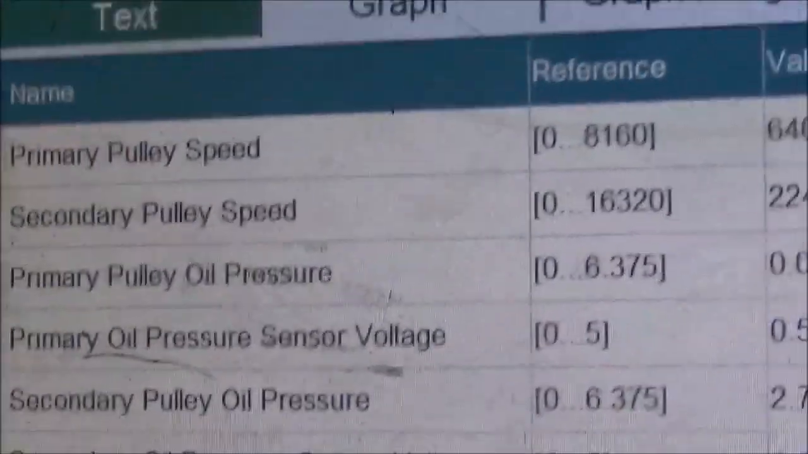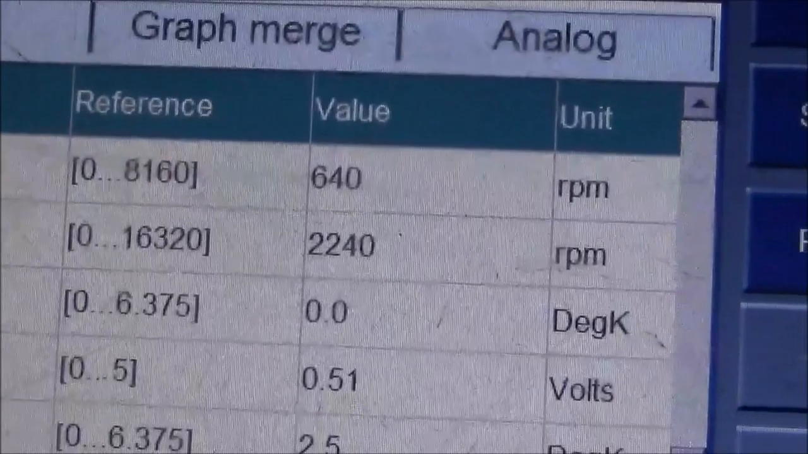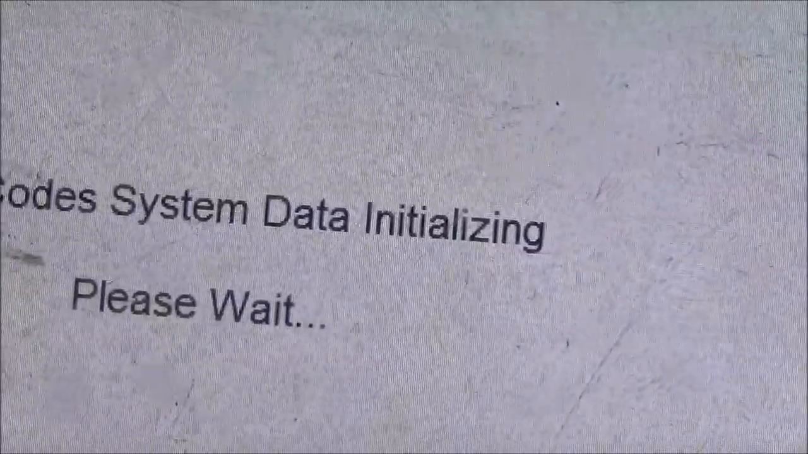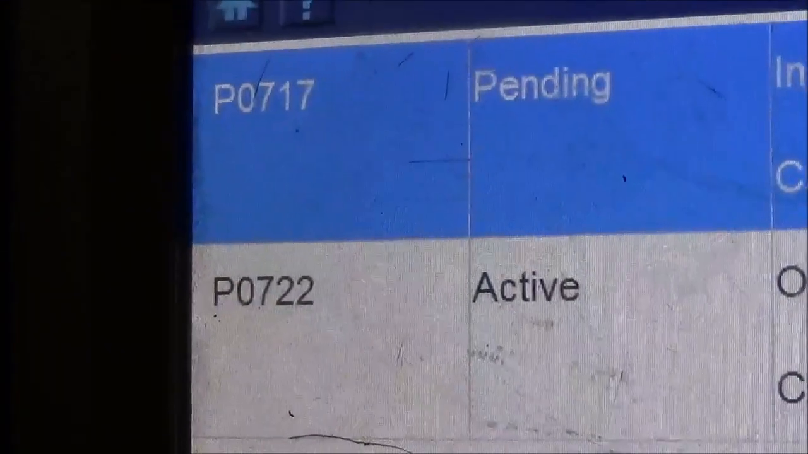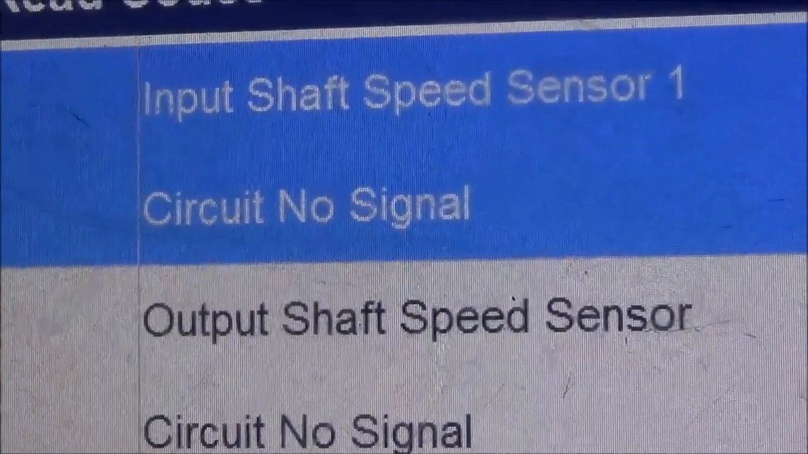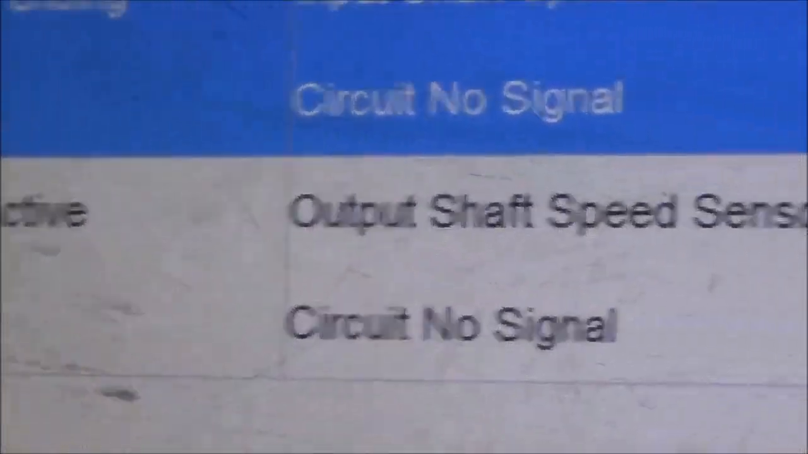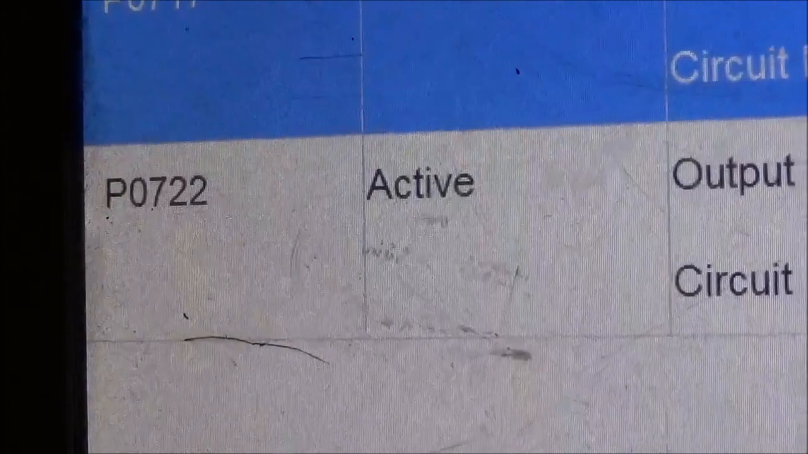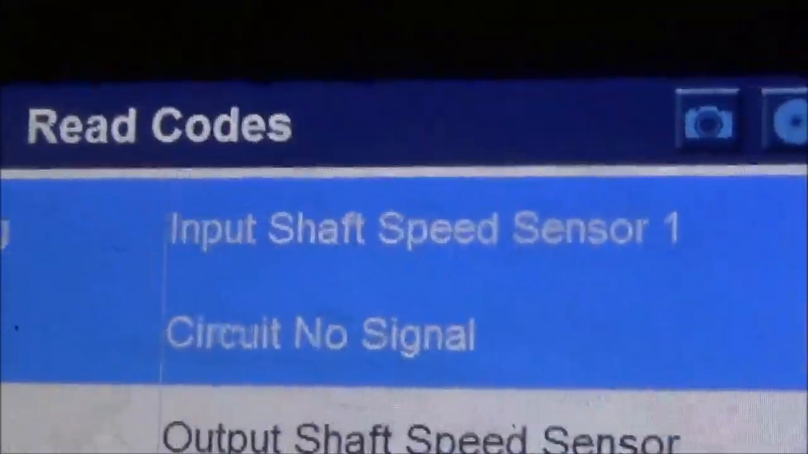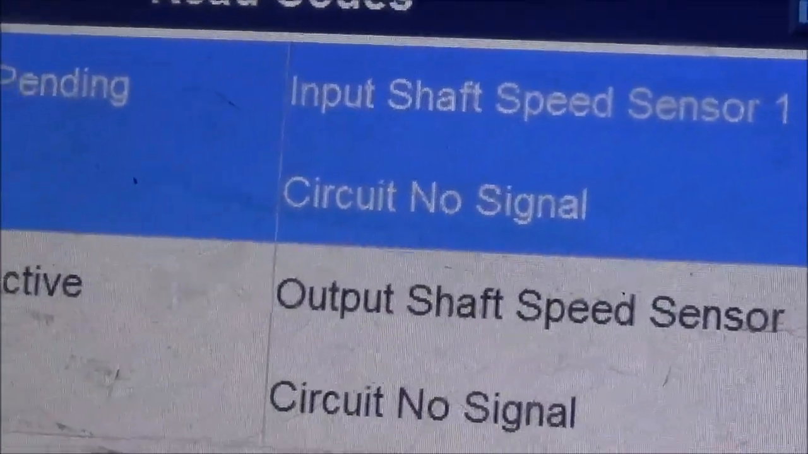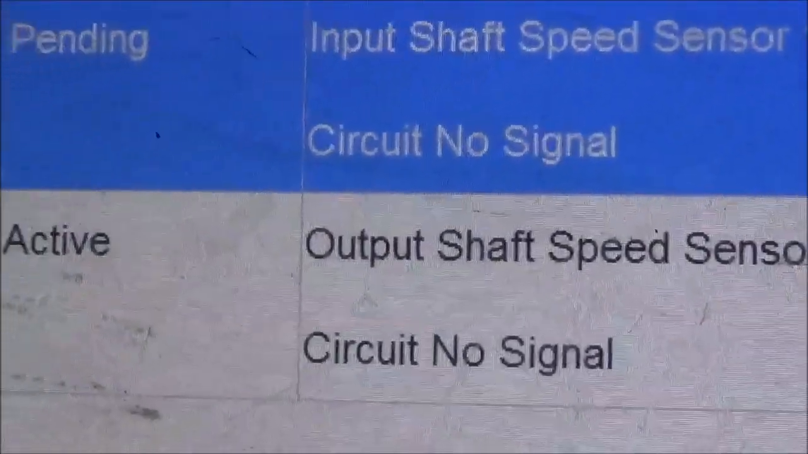But now you can note that if you get the codes that you saw, let's go back to what the codes are. Okay, so if you get the code P0717, input shaft speed sensor no signal, or P0722, output shaft speed sensor circuit no signal, then a probable cause is that the pulley or the belt is broken on the inside of this CVT transmission.